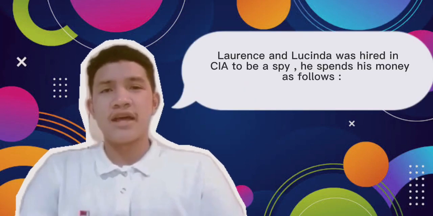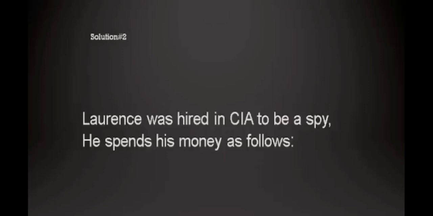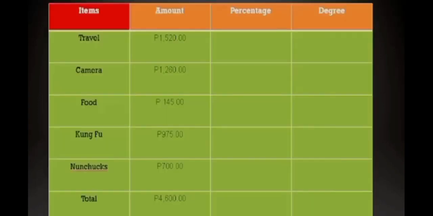Lawrence was hired in CIA to be a spy. He spent his money as follows. Solution number 2. These are the items that he spent and the amounts. The amount for travel is 1,520 pesos. Camera, 1,260 pesos. Food, 145 pesos. Kung Fu, 975 pesos. Nunchucks, 700 pesos. The total amount is 4,600 pesos.